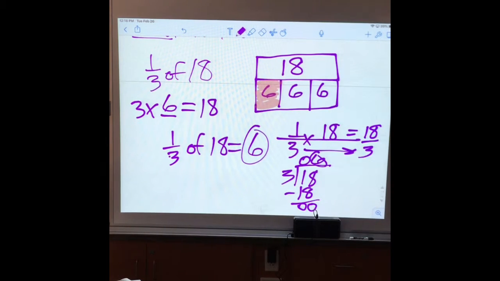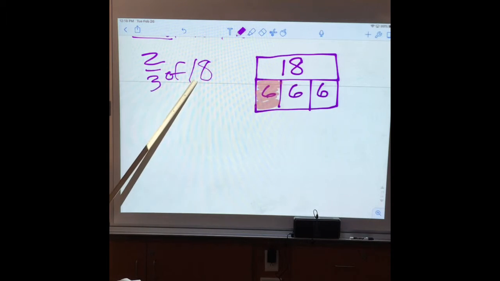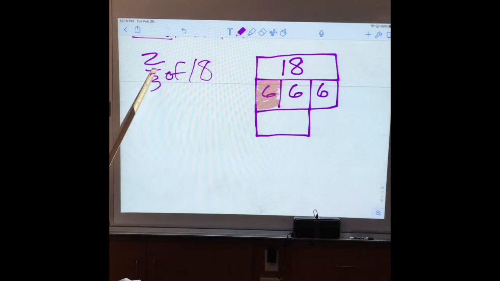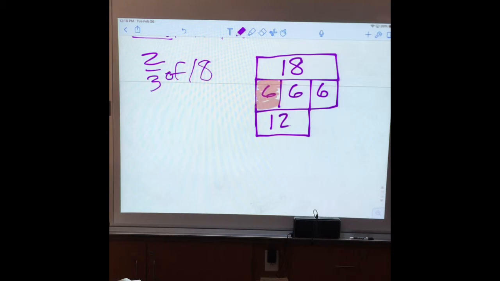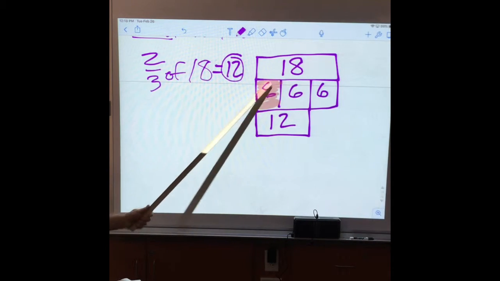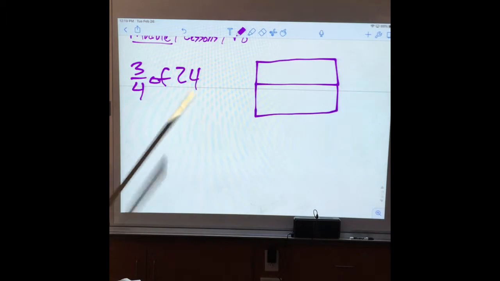Okay? What if I had changed this problem slightly? Go ahead and pause if you need to. What if I said, what's 2/3 of 18? Then I'd be talking about these two boxes right here. So what's 2/3 of 18? 6 plus 6 would be 12. So it would be 12. Do you see how easy that is to do when we're doing these kinds of problems? That's lesson 7.